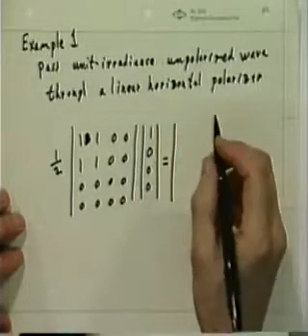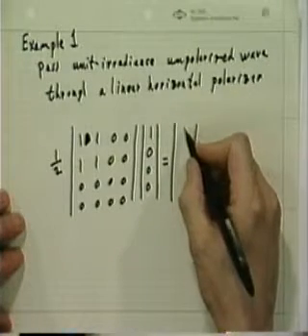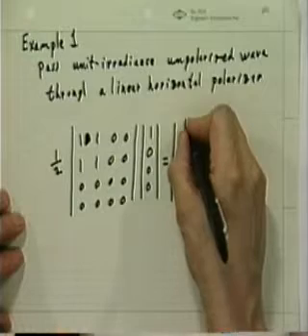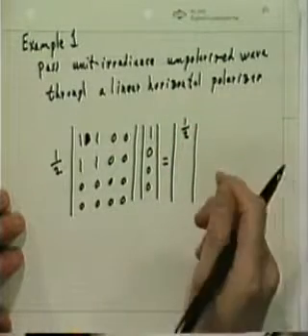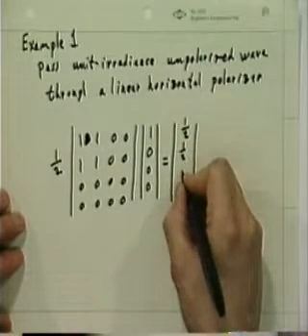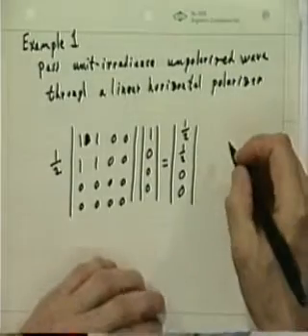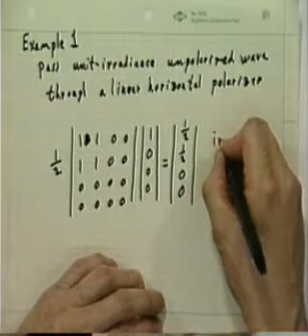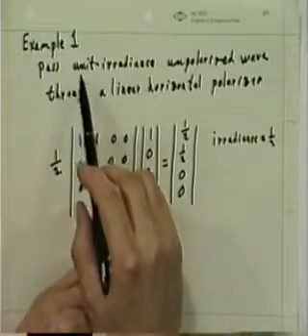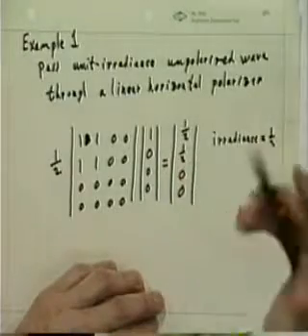And if we multiply that out, what's the first element here? 1, there's a 1/2 out in front, so I'll bring that inside. So it's 1/2. Second element, 1/2. Next two I can do myself, 0, 0. So what does this say? Well, the irradiance is now equal to 1/2. And that makes sense. We had unpolarized light going through a linear horizontal polarizer, so you would expect half of it to go through.